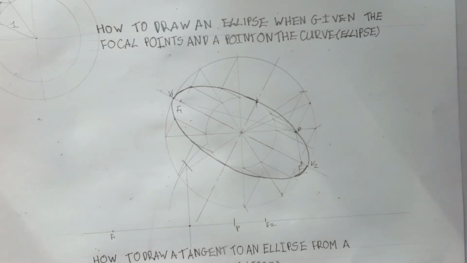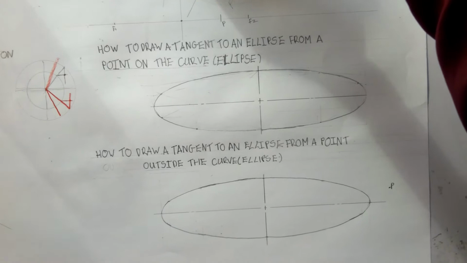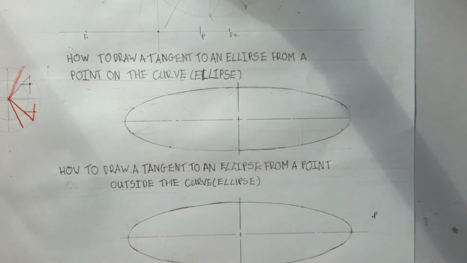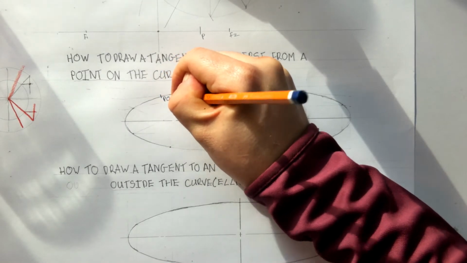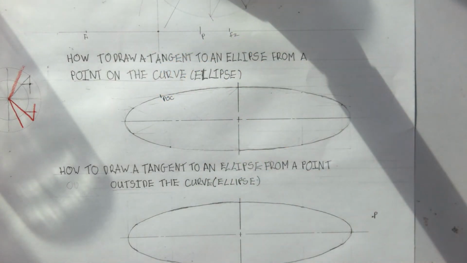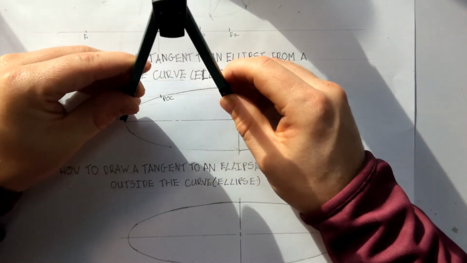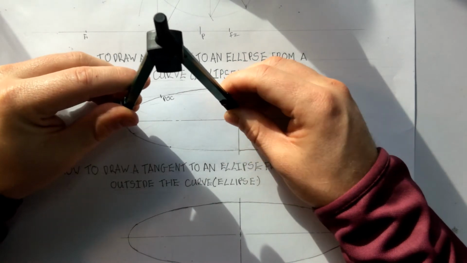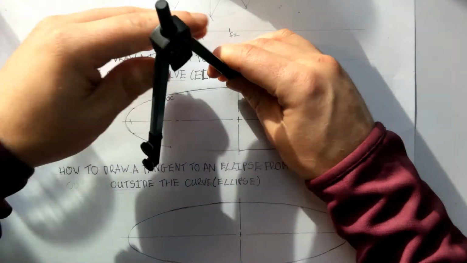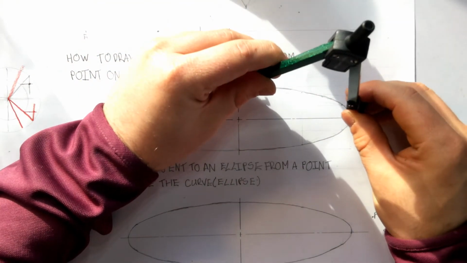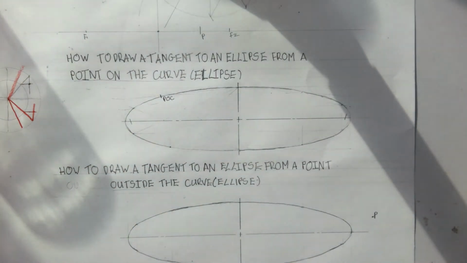Right, now the next thing I'm going to show is how to draw a tangent to an ellipse from a point on the curve. So I'll pick a point here, P, and this is the point of contact. So what I need to get is the focal points. Now, to find the focal points, take half the major and swing from the top of the minor. Now you've got your focal points.